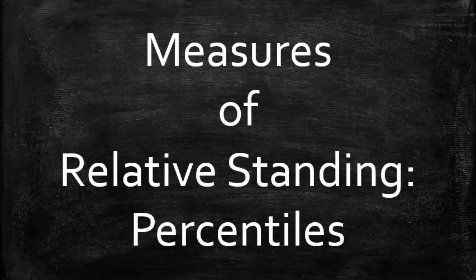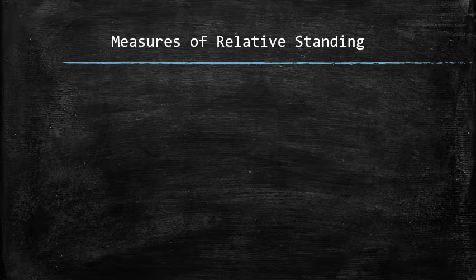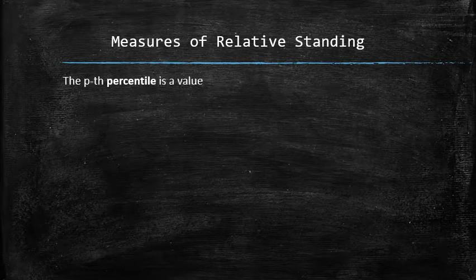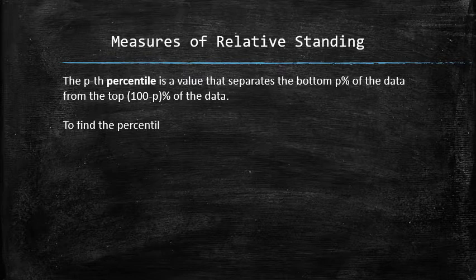Next, we will discuss another measure of relative standing that allows us to rank each observation in the dataset. An alternative way to measure the relative standing is to compute the percentiles. The pth percentile is a value that separates the bottom p% of the data from the remaining values in the top of the data. To find the percentile of a particular observation, we use the following formula.